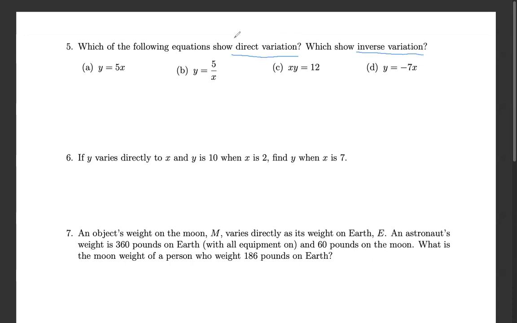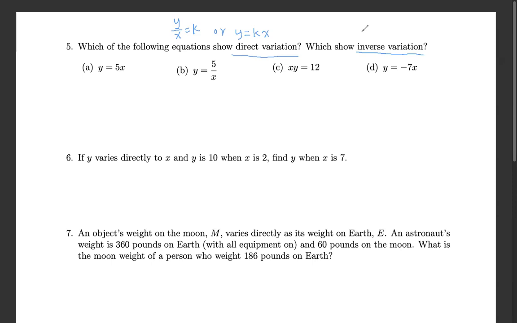Direct variation means 2 variables have this relationship: y equals kx, or y divided by x equals k. So you can remember either one. This means a direct variation. So y divided by x, the quotient, is a constant. K represents a constant, some number.